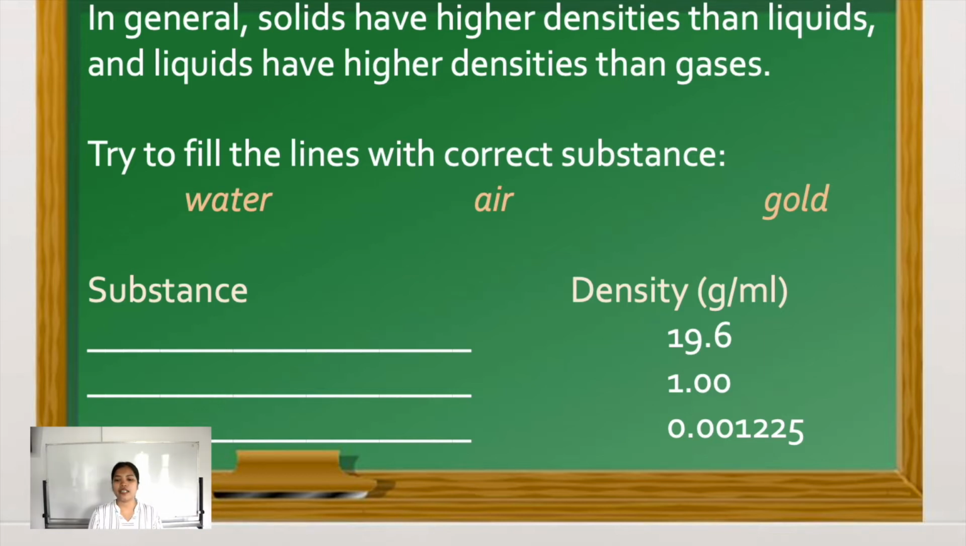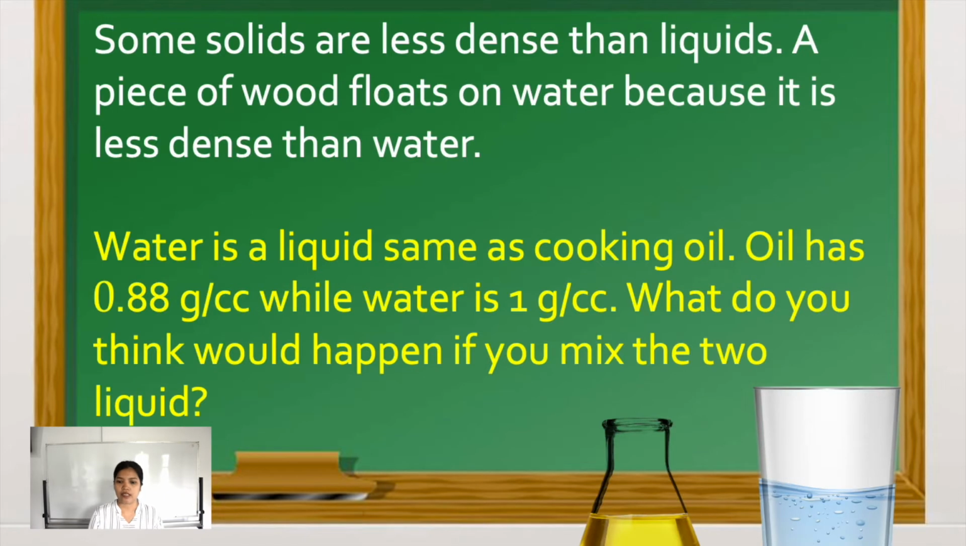Some solids are less dense than liquids. A piece of wood floats on water because it is less dense than water. For example, water is a liquid and oil is also a liquid. Oil has 0.88 grams per cubic centimeter while water is 1 gram per cubic centimeter.